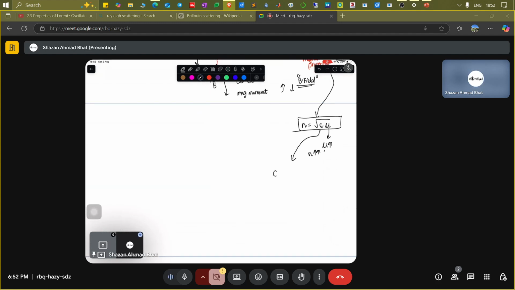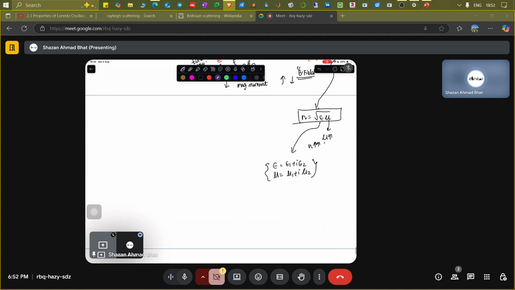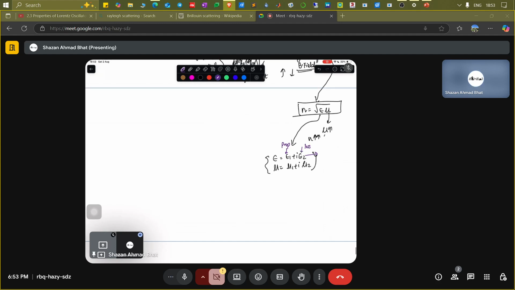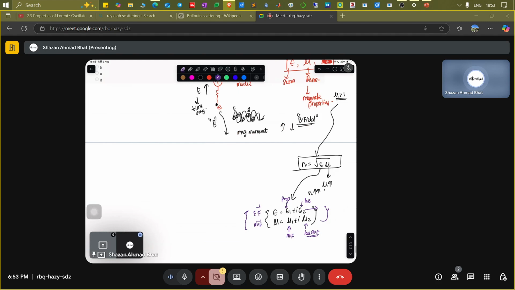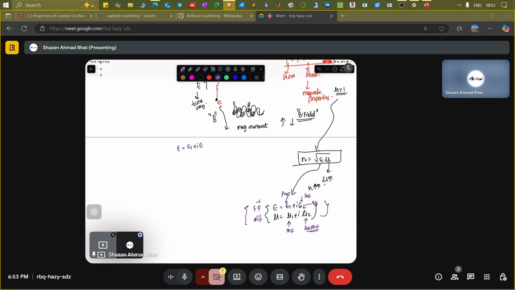Similarly, you can have epsilon equal to epsilon 1 plus i epsilon 2, and you can have mu equal to mu 1 plus i mu 2. Just like this shows the propagation of the electric field component of the electromagnetic wave, and this shows the loss of the electric field component, similarly this shows the propagation of the magnetic field component, and this shows the loss of the magnetic field component. That is the similar notion. This is for the electric field, this is for the magnetic field. Okay, and now let's say you have epsilon equal to epsilon 1 plus i epsilon 2, and mu equal to mu 1 plus i mu 2.